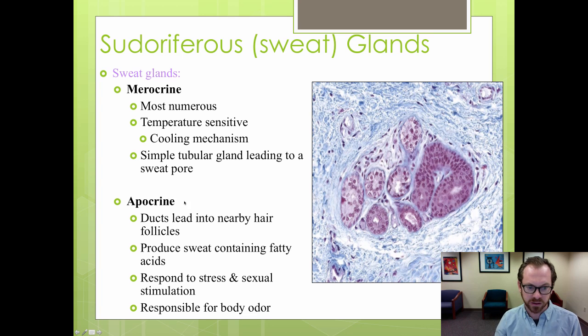Apocrine is a little different. These are going to be glands that are associated with a hair follicle. And so it's going to be a tube that leads directly to a hair follicle. And this produces sweat, but it also produces sweat with fatty acids in it. And this can be produced in response to stress or sexual stimulation. And these glands are responsible for body odor.